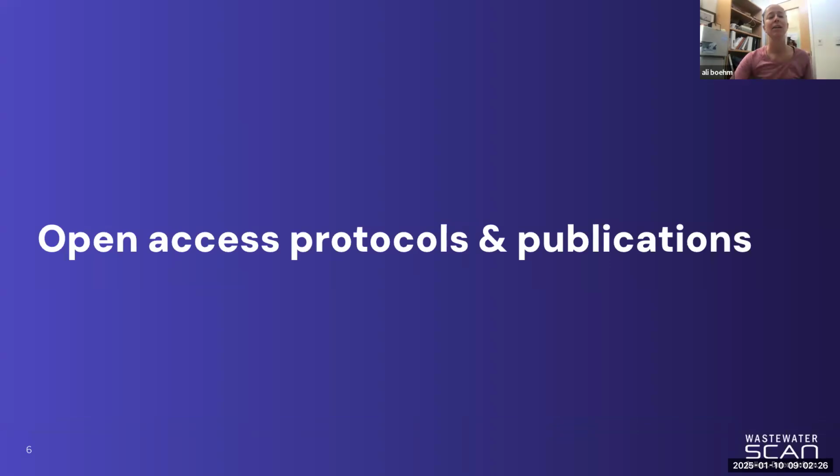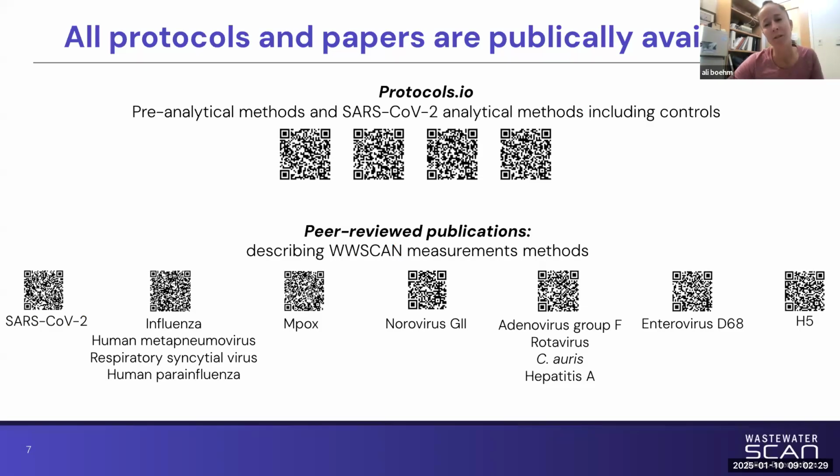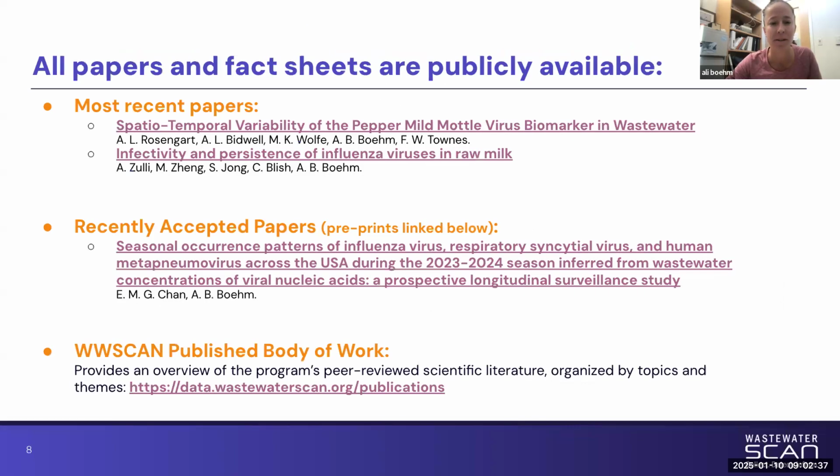I'll go ahead, next slide. All of our protocols and papers are publicly available, and you can access them using the QR codes here if you want more information on our methods. So these are some recent papers that we have to share with you. We have two new publications listed at the top. One is on pepper mild mottle virus as a biomarker in wastewater, which just came out around the holidays. And then there's the paper on the infectivity and persistence of influenza viruses in raw milk. You can access those on the slides when we send them around.